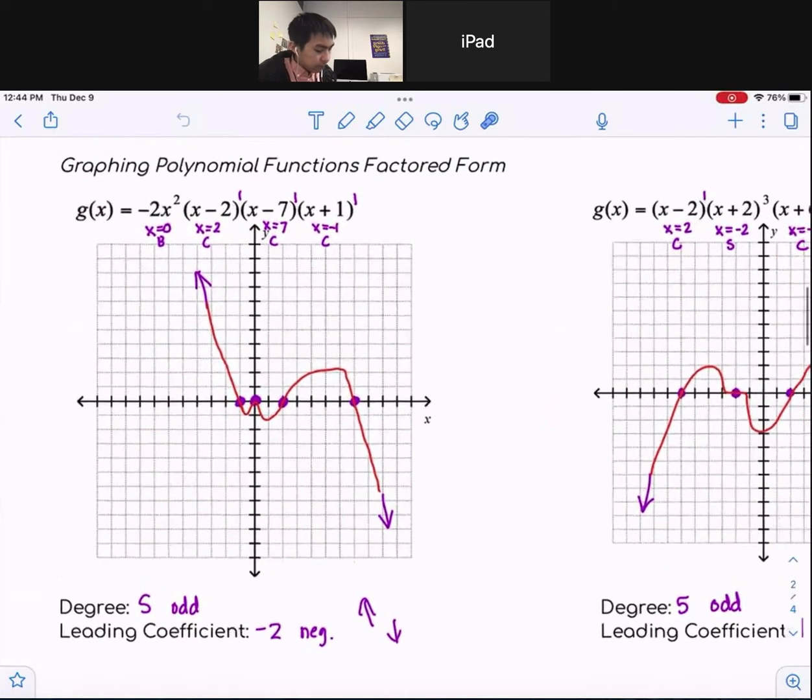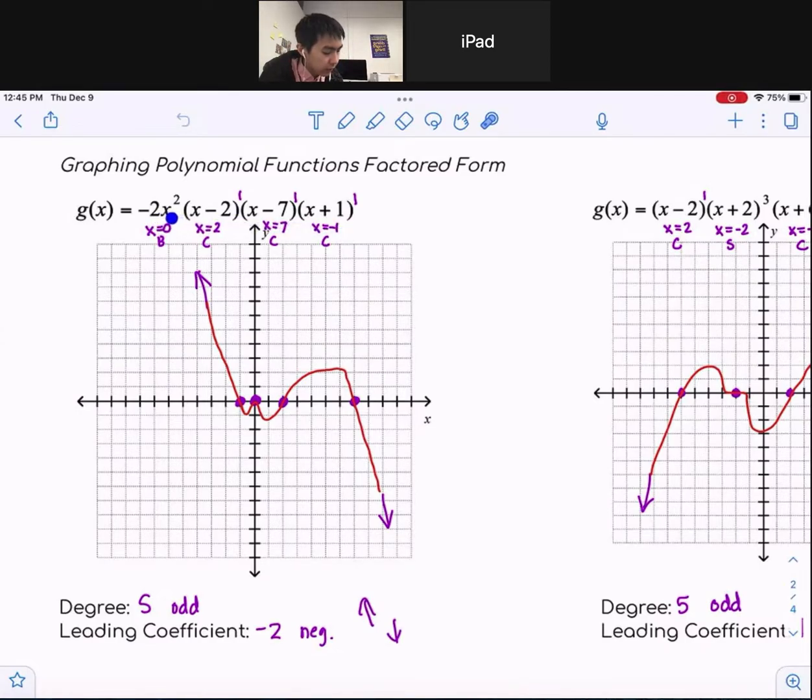Okay, so in order to find your guys' highest degree, you just add all these degrees together. 2 plus 1 plus 1 plus 1 is 5. That's odd. And the leading coefficient is -2, which makes it negative. So this is your guys' end behavior. Up and then down.